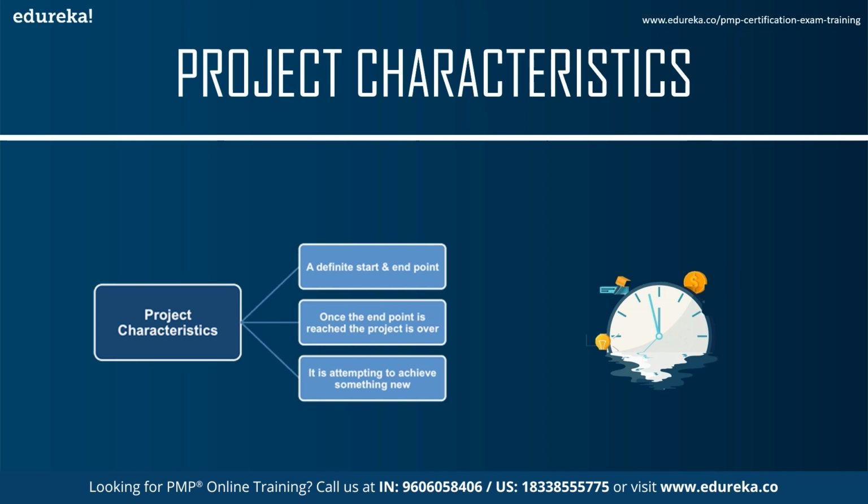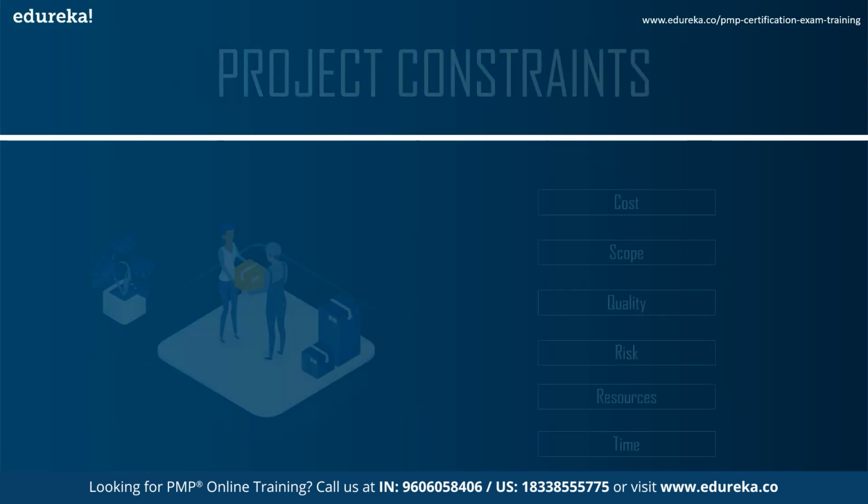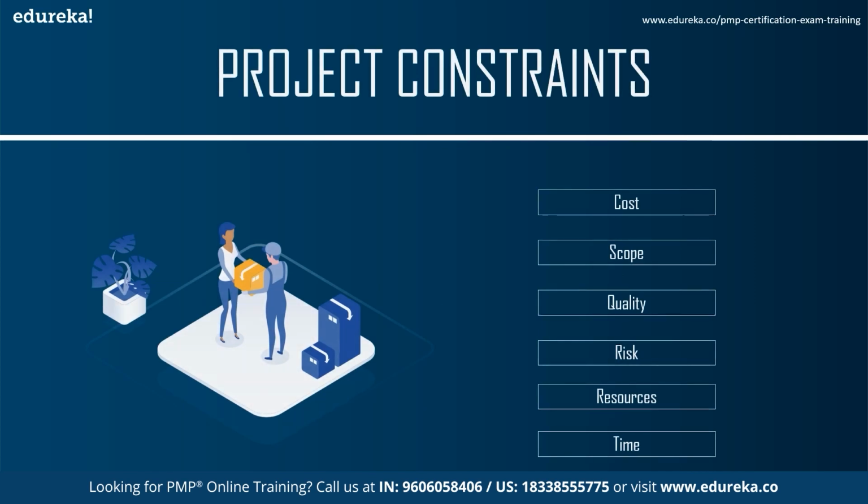Now that we've discussed its characteristics with an example, let's move ahead and check out the project constraints. On any project, you will definitely have a number of project constraints that are competing for your attention. Some of them are cost, scope, quality, risk, resources, and time. Cost is the budget approved for the project, including all necessary expenses needed to deliver the project.